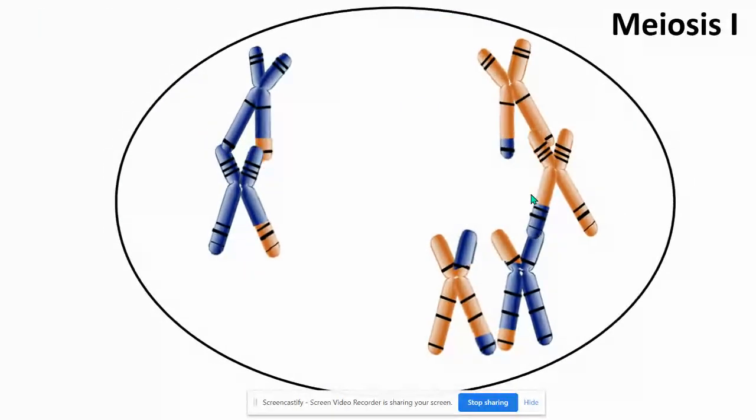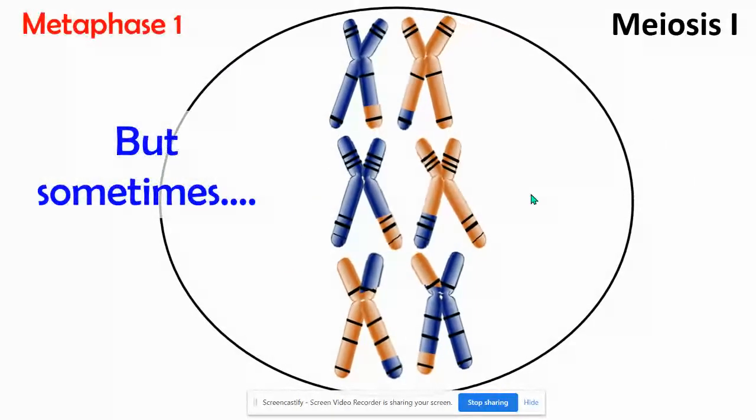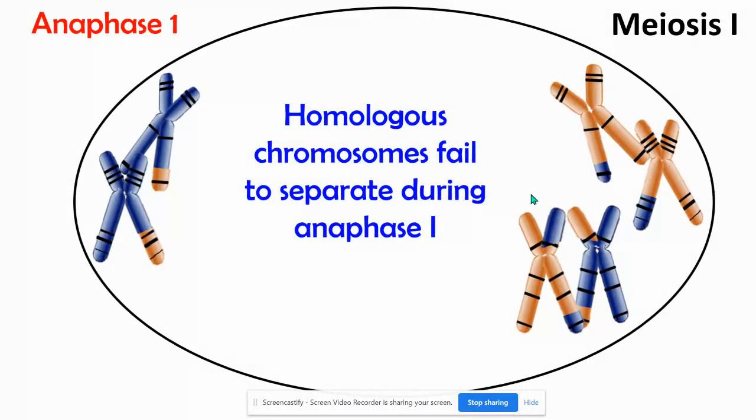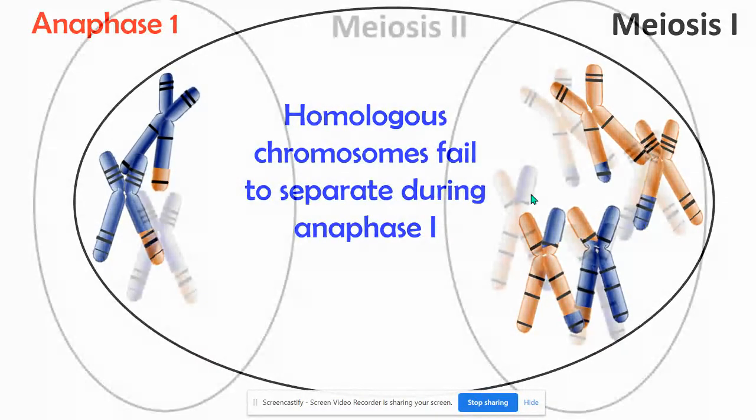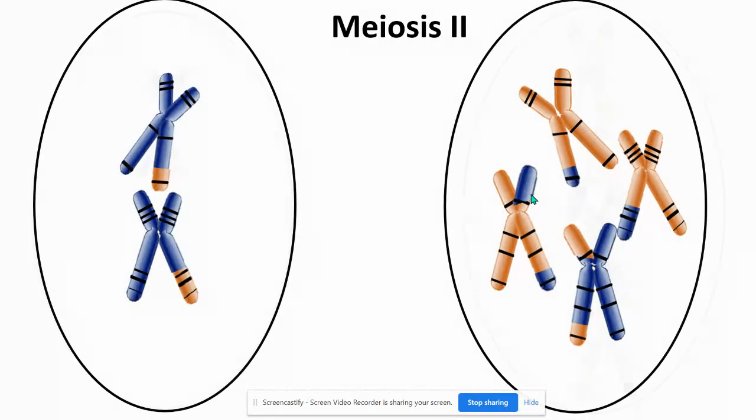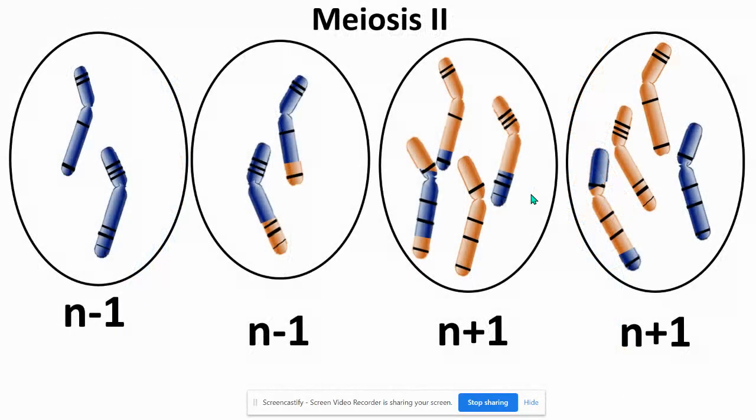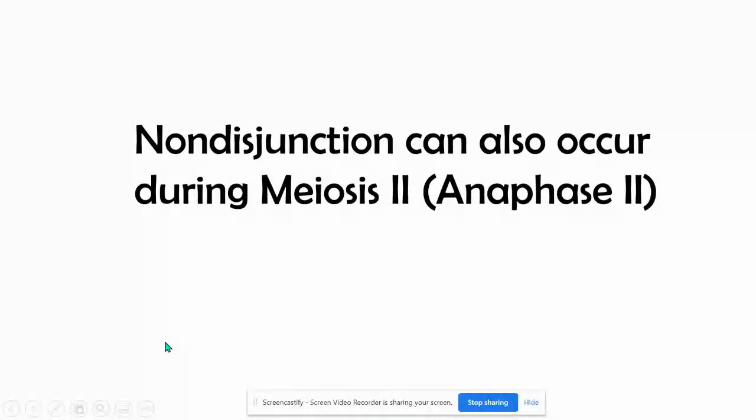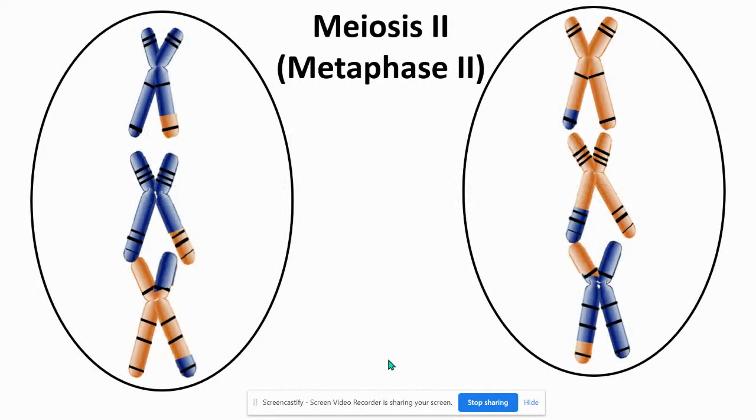So look at that bottom left homologous pair, and as we go through anaphase one, look how the homologous pairs stay together. Now, as those cells finish meiosis, you can see how that results in some gametes having an extra chromosome over here on the right, and some gametes missing a chromosome over here on the left. That process of failure to separate is the non-disjunction. Now, non-disjunction can also happen in meiosis 2.